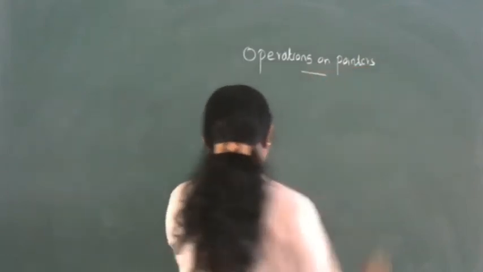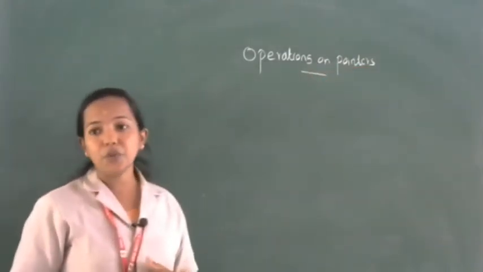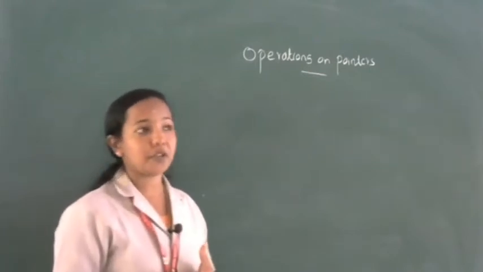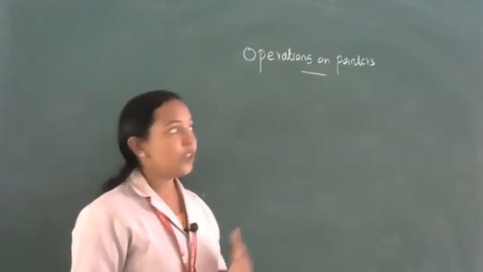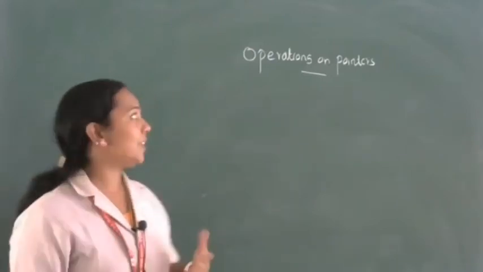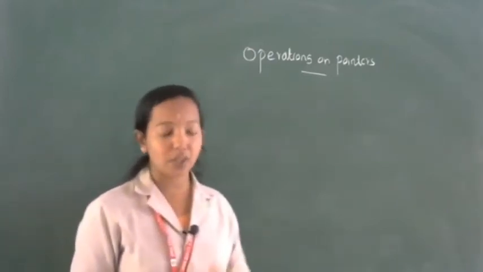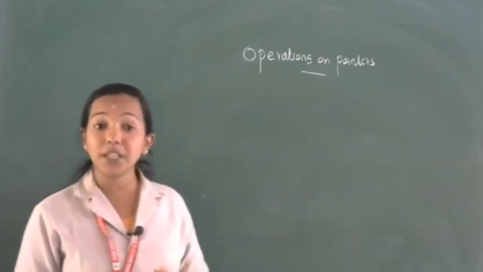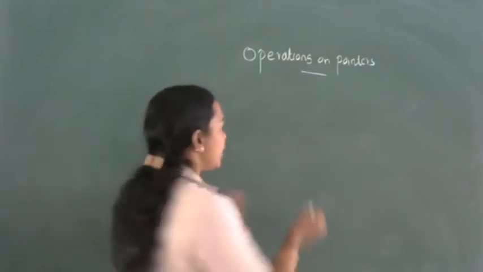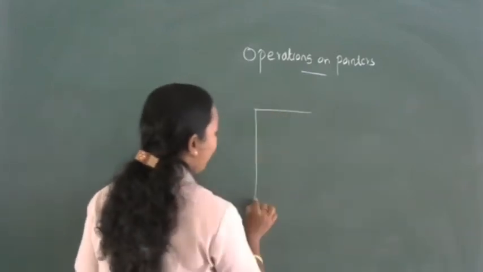Operations on pointers. There are different types of operations present: logical operations, relational operations, arithmetic operations and all. Here, arithmetic operation means increment and decrement operation. That is known as arithmetic operation. Here also we are using arithmetic operators like plus and minus. Then we are assuming this is an array.